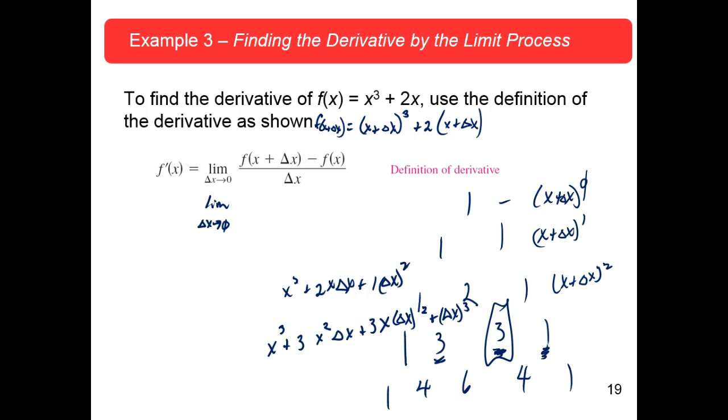Now if you had coefficients in here, you have to include those in, but these are the coefficients of the expanded terms. This is called the binomial theorem. Guess who came up with this? Newton. Okay, he came up with so much of this stuff. So x plus delta x cubed would be x cubed plus 3x squared delta x plus 3x delta x squared plus delta x cubed.